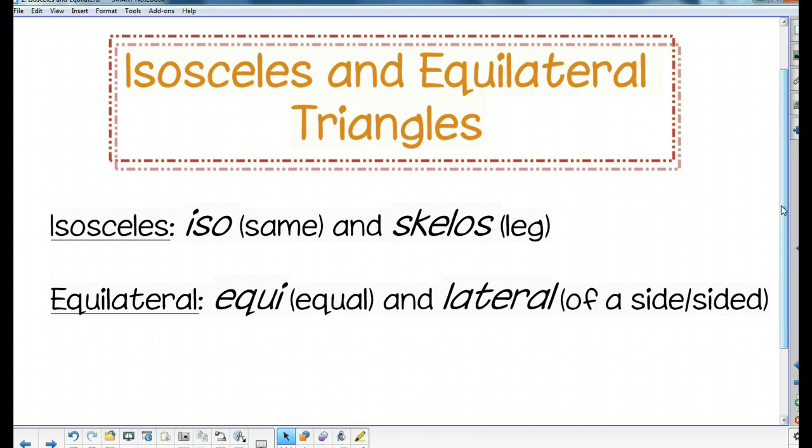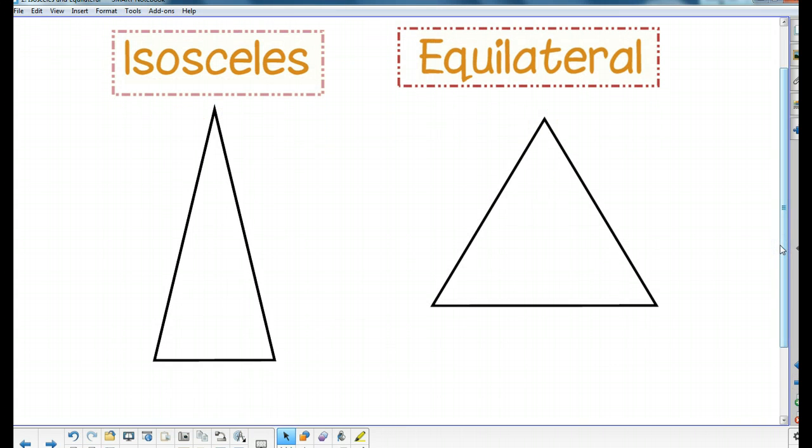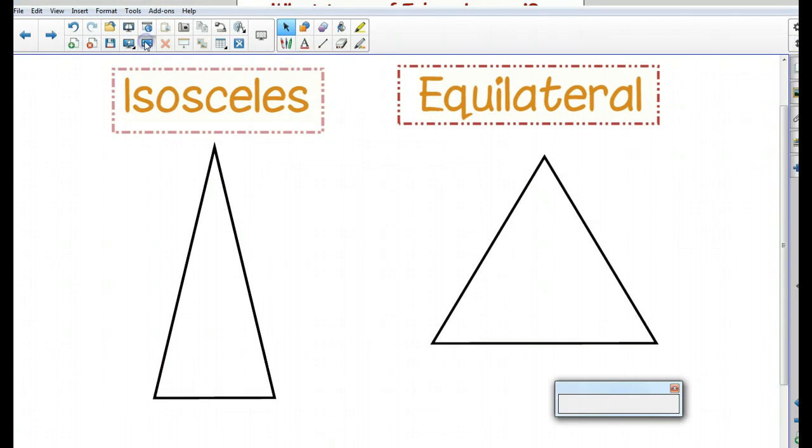Now we're going to do anatomy. It's like we're in science class, but we're going to do the anatomy of a triangle instead of the anatomy of a human or an animal or a cell. I need to go full screen, but I can't. The button's hiding under here. Ooh, I have an idea. Boom. There we go.